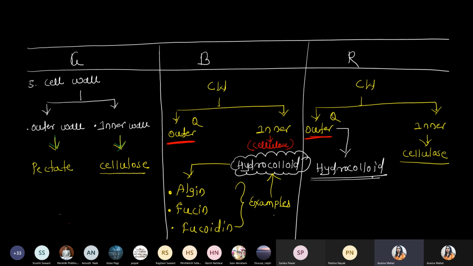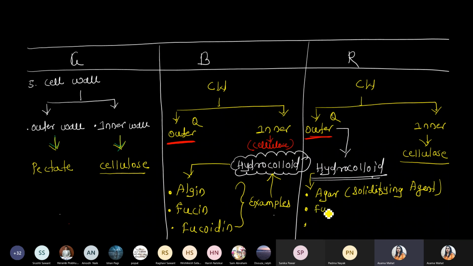Okay. Now we are taking the examples for the hydrocolloid material in the case of red algae. Here again we are talking about a total of three examples. First example, that is agar. Agar is basically a solidifying agent. We will discuss later how that agar powder is obtained.